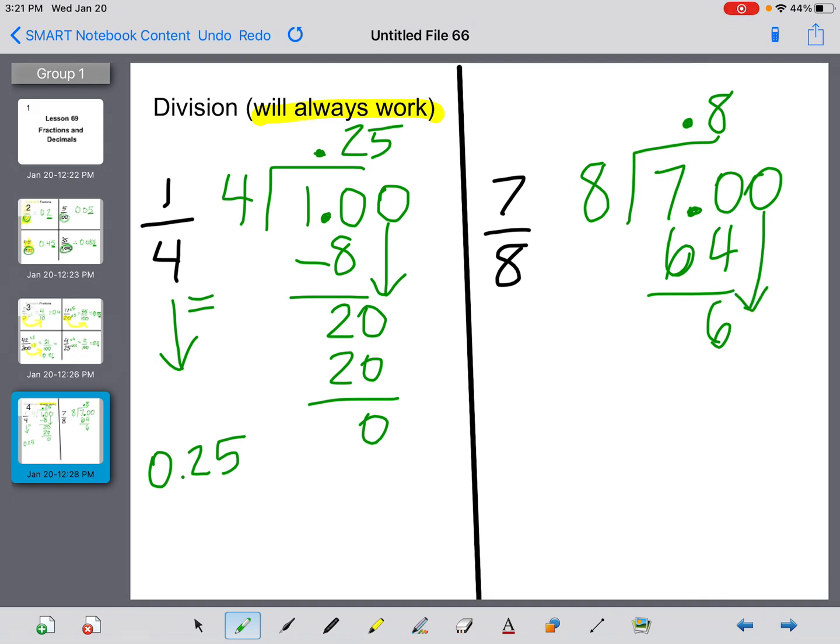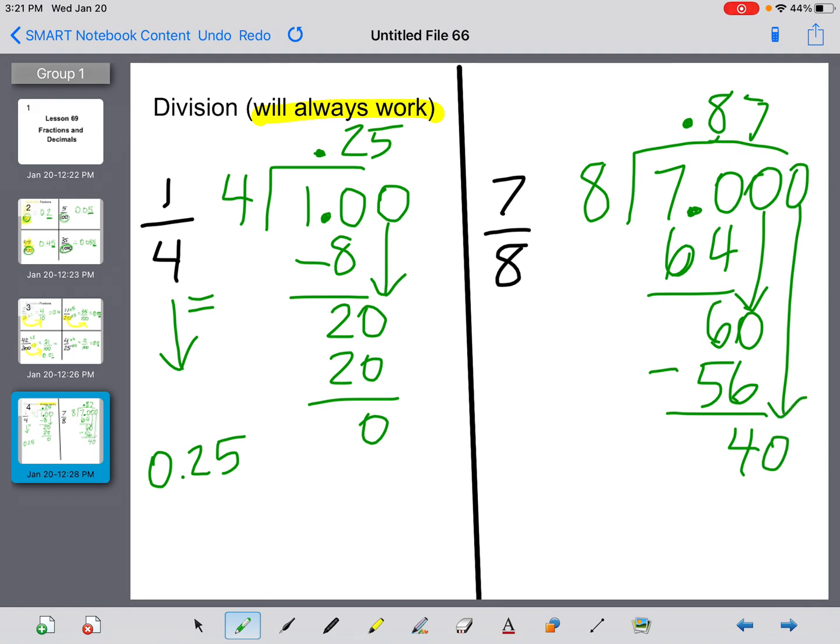Oh, my pen is really not working. Bring it down. 8 goes into 67 times. Maybe I'll just switch to my finger. Usually I'm kind of messy with my finger, so bear with me here. So 7 times 8, we get a 56. We do our subtraction again. 4. Bring down another 0. 8 goes into 45 times, and that goes nice and evenly. We end up with a 40 and a remainder of 0.